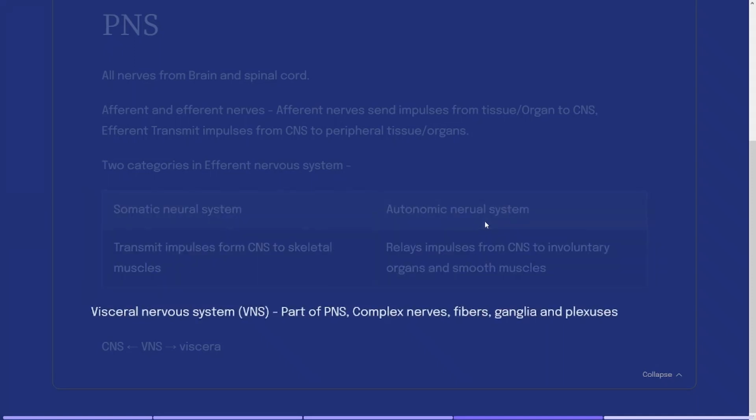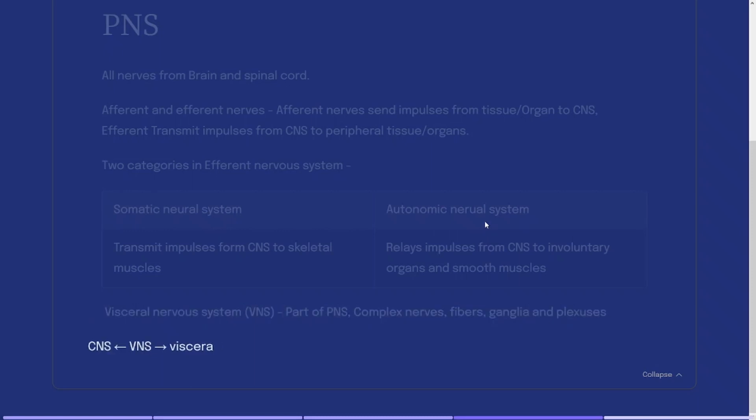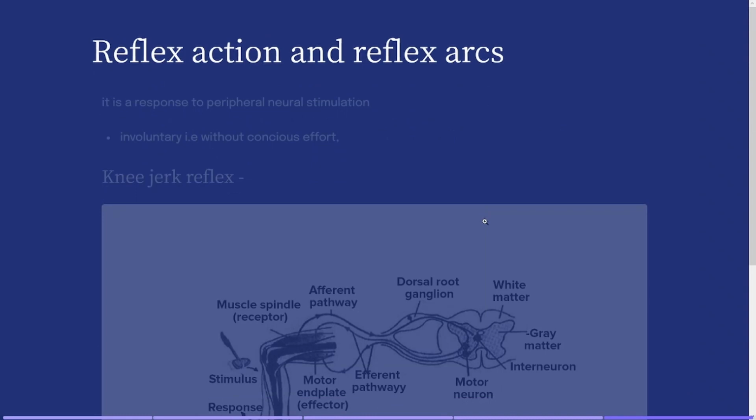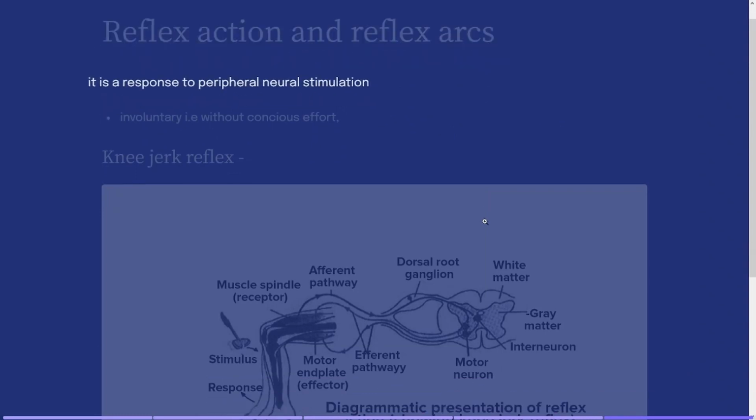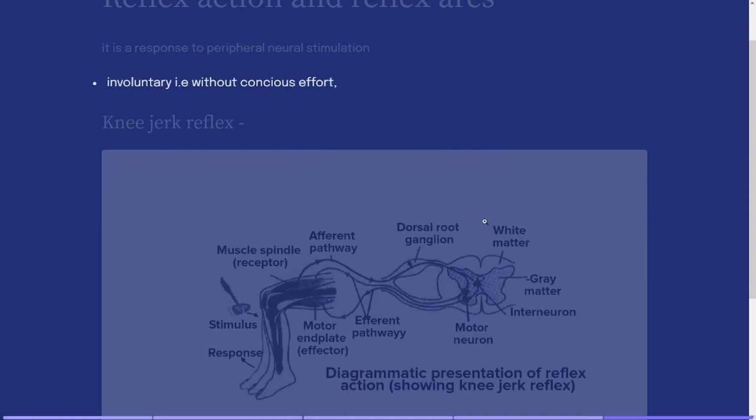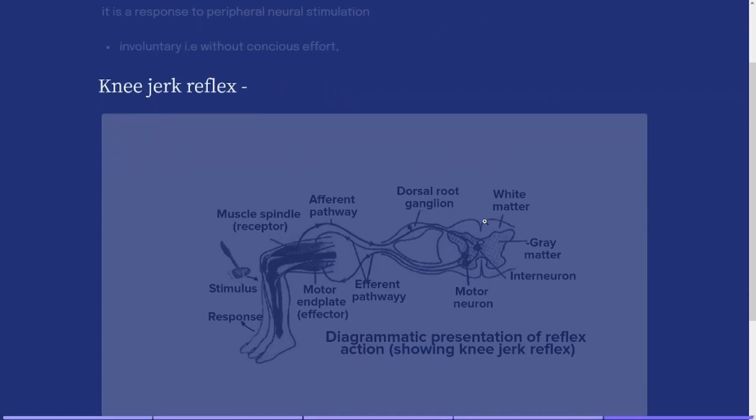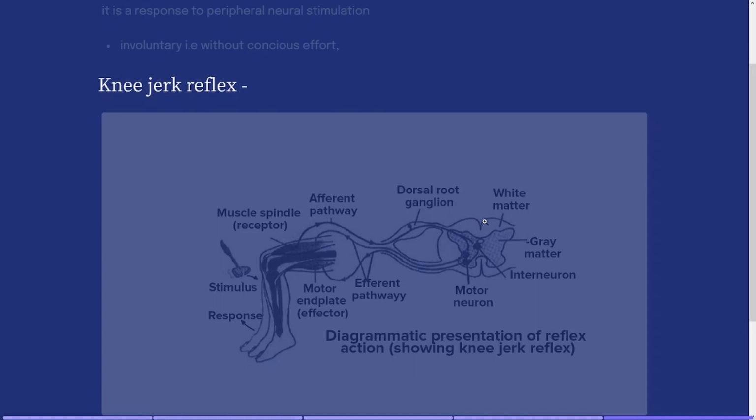Next, there is another type of human neural system which is called visceral neural system. This is composed of several ganglia and plexus and nerve fibers which take signals through CNS to viscera and also vice versa. Next, we'll move over to the reflex actions and reflex arcs. This is very basic. As you already know, it is a response to peripheral nervous system stimulation. It is done without conscious effort, that is, it is involuntary, by the spinal cord. There is one specific case of reflex action that is given in NCERT, that is knee-jerk reflex.